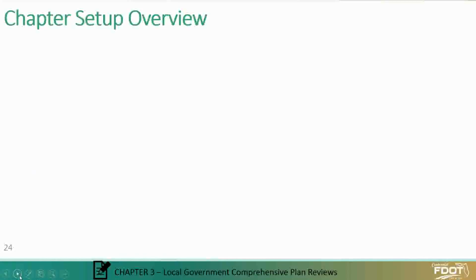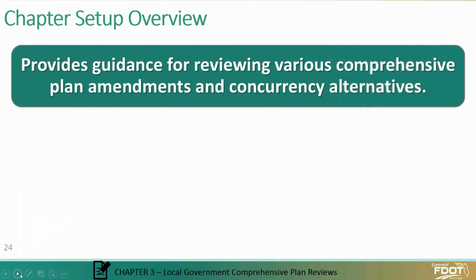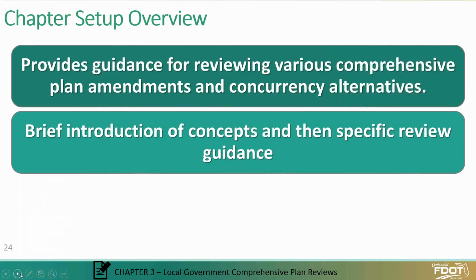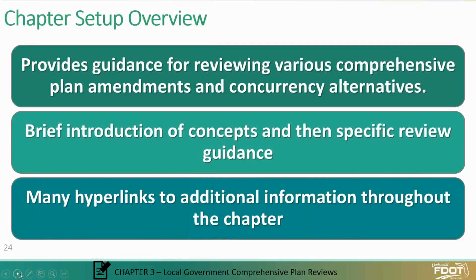Chapter 3 is first set up to provide guidance regarding comprehensive plan amendments and concurrency alternatives. Each section within Chapter 3 provides a brief introduction of those concepts for specific topics, and then gives additional detail to help reviewers as well as interested parties understand different topics like sector plans, rural land stewardship areas, things like that. Within each section of Chapter 3, you're going to find several hyperlinks that Gary was talking about. Those hyperlinks are there as an additional learning aid, just in case you have specific questions regarding certain topics.